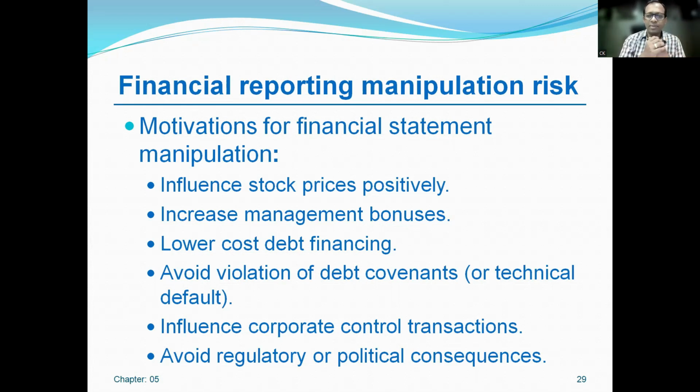And then to avoid violation of covenants, I told you about the technical defaults, you have to maintain a debt equity ratio, you have to maintain certain, let's say, profitability ratios to maintain your debts, because they are given by the banks or the providers of funds. You manipulate the numbers to maintain those ratios. Otherwise, you get a problem from those suppliers of funds.